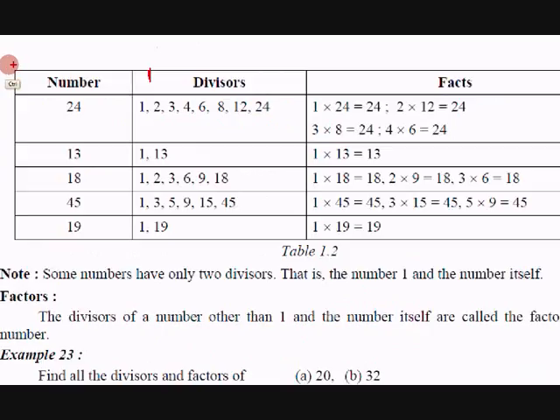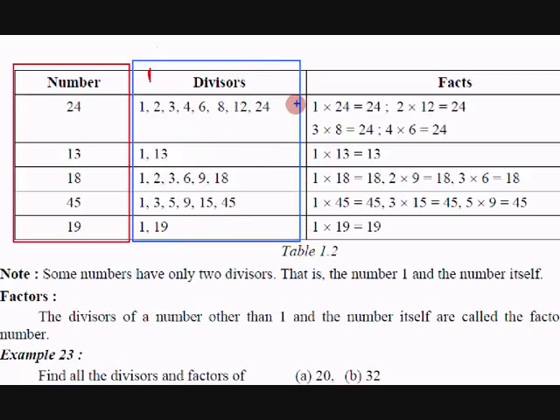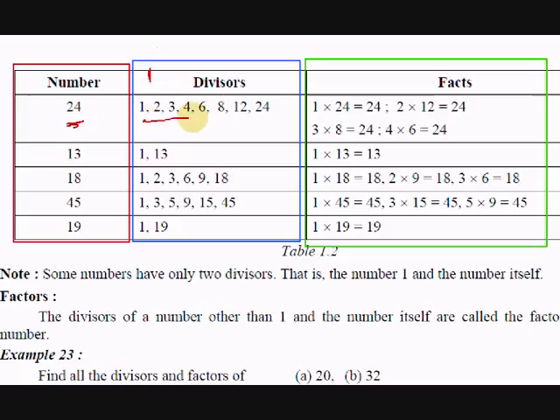So let's rewrite all those things here. Remember what we did below, okay? So we are going to just put it here and see what all the facts are. We took the number 24. What are all the divisors we got? Remember, we got all these divisors. What are the facts? 1 into 24 is 24, 2 into 12 is 24, 3 into 8 is 24, 4 into 6 is 24. So, this is how we got these things, right?